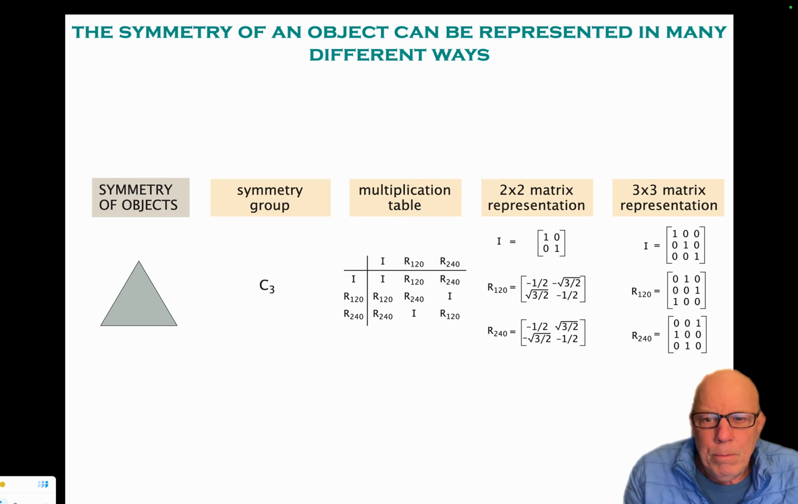This is one of my favorite examples. So here, I'm thinking about the symmetry of the triangle. So if I asked you to close your eyes, I rotated this triangle by 120 degrees and told you to open your eyes, you'd be none the wiser. In other words, it's a symmetry of the object. You wouldn't be able to tell that I'd done anything.